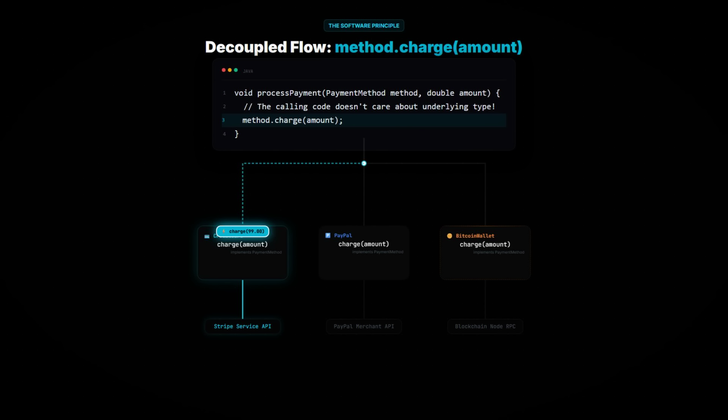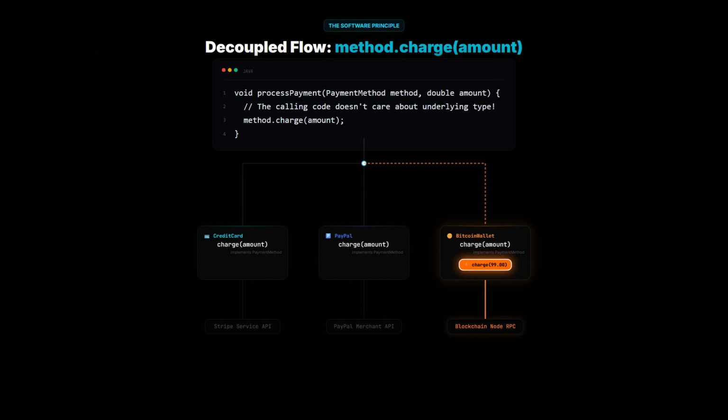Each one handles the payment in its own way. A credit card might talk to Stripe, PayPal might call PayPal's API, a crypto wallet might interact with a blockchain service. The calling code doesn't need to know any of that. And that's what makes polymorphism so powerful.